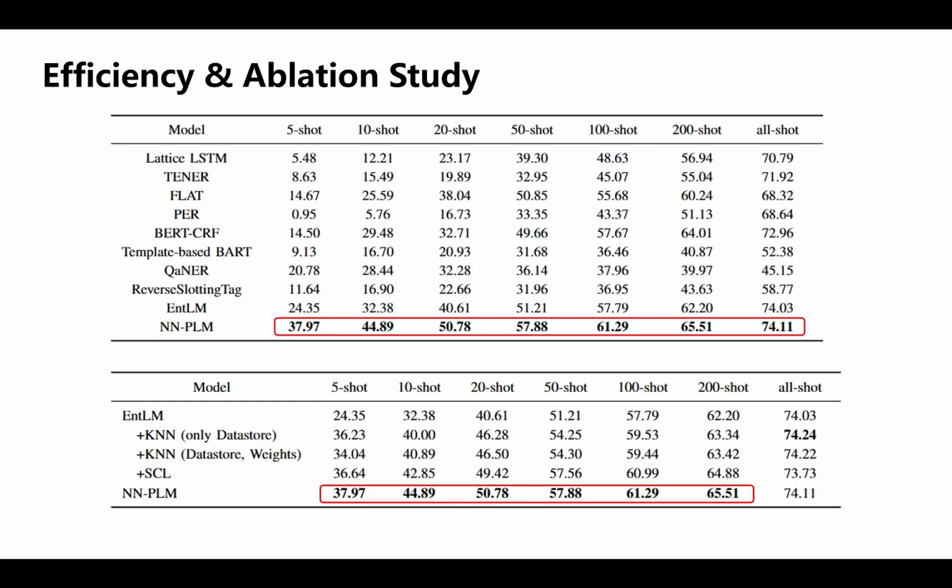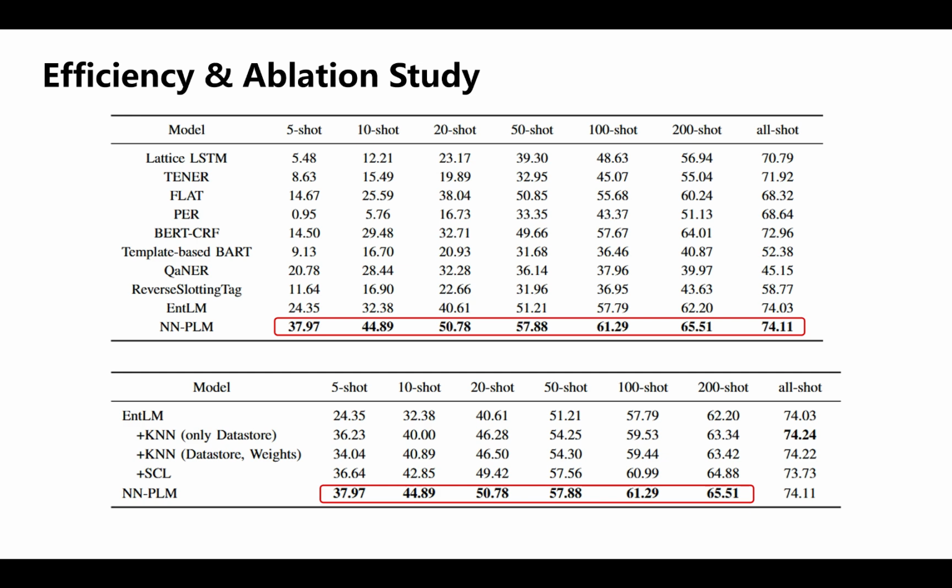Diving into the results, we can see that, first, NenPlum improves the competitive baseline ENT-LM by 7.2% in average F1 score on all few-shot NER datasets. This indicates that the NEN module is able to provide task-specific instance information to enhance the prompt-based model. Second, we can observe that with the decreasing number of training examples, our model tends to achieve greater improvement, even though the data store is also limited by the lowest source.